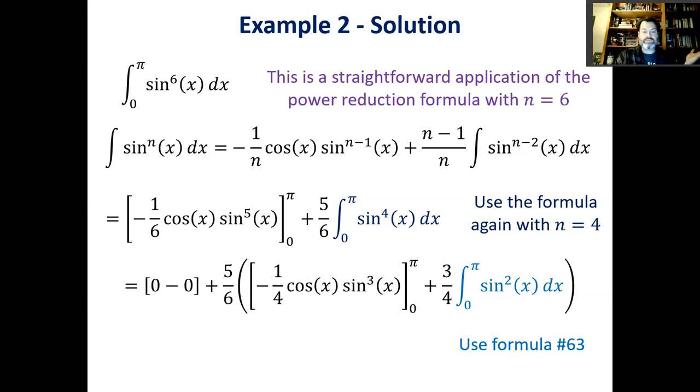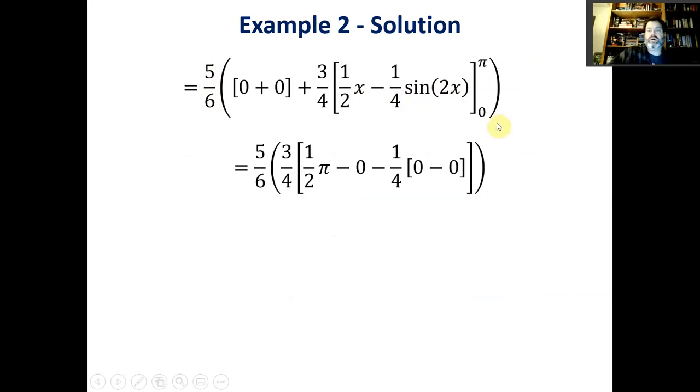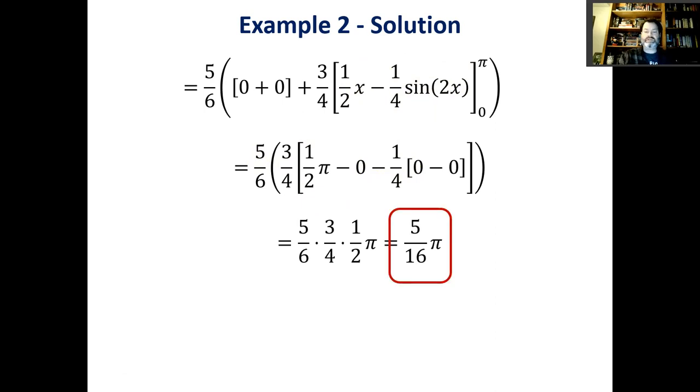You just plug it in. Everything else becomes 0. Now the 5/6 is still out there from before. So it's actually 1/2 x minus 1/4 sine of 2x. And you evaluate that. So it's 1/2 pi minus 1/4 sine of 2 pi. Sine of 2 pi is 0, so this is 0. Minus 1/4 0 times 0. So this whole thing becomes 0. So we're just left with 5/6 times 3/4 times 1/2 pi and get 5/16 pi. And that's the answer. And everybody's happy.